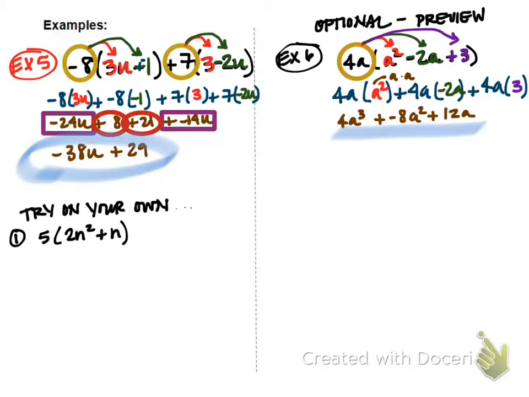The next try on your own problem is taking x plus 9 minus 4 times the quantity of 2x minus 3. Here, my comment to you is to be particularly careful with the subtraction.